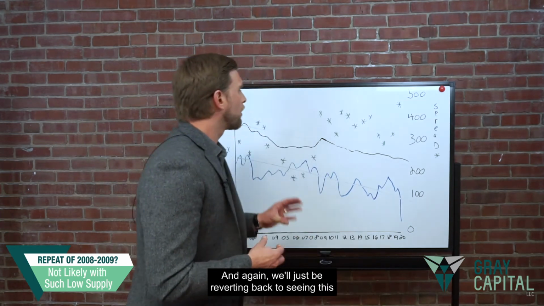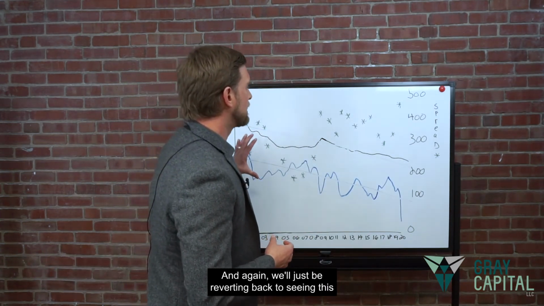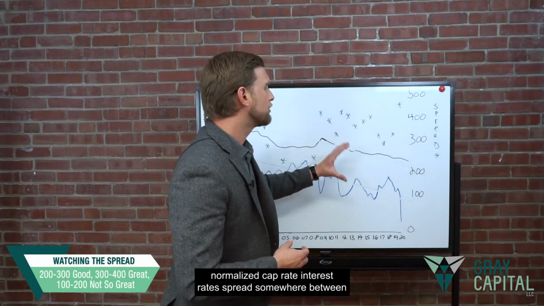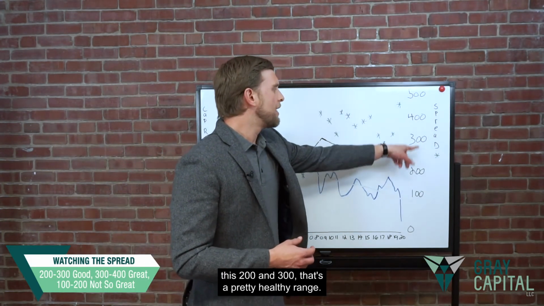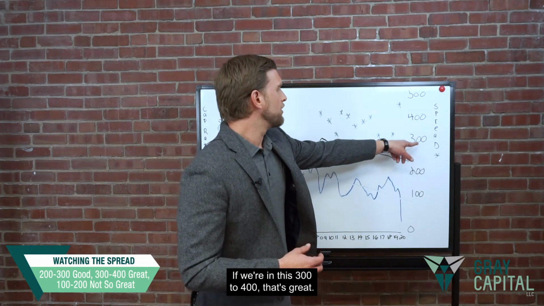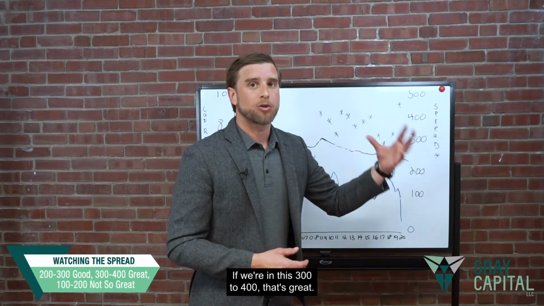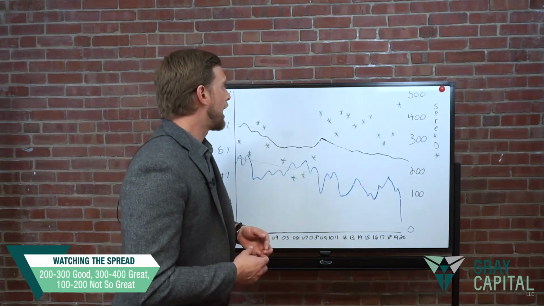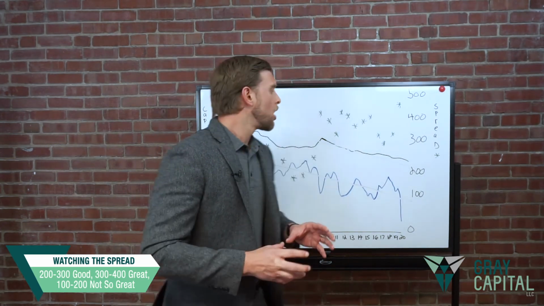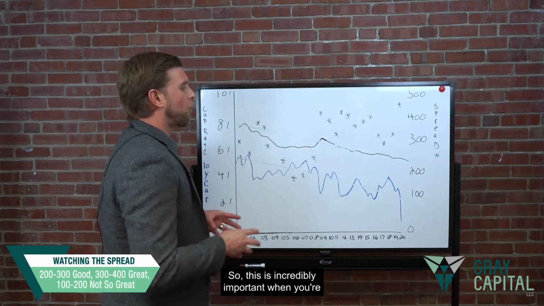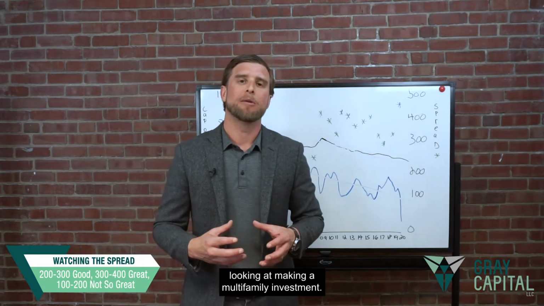And again, we'll just be reverting back to seeing this normalized cap rate, interest rate spread, somewhere between this 200 and 300. That's a pretty healthy range. If we're in this 300 to 400, that's great. That means it's great for yields. But we can't predict the future. We're not sure. So this is incredibly important when you're looking at making a multifamily investment.